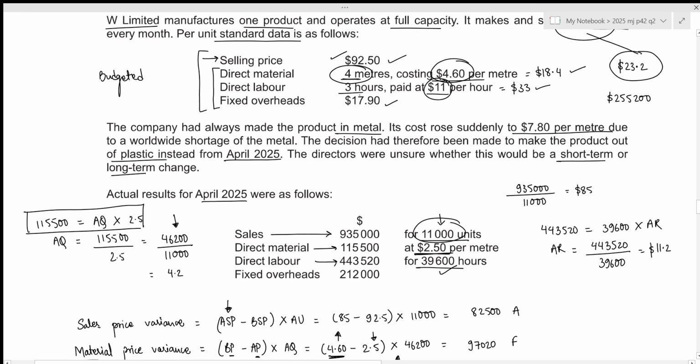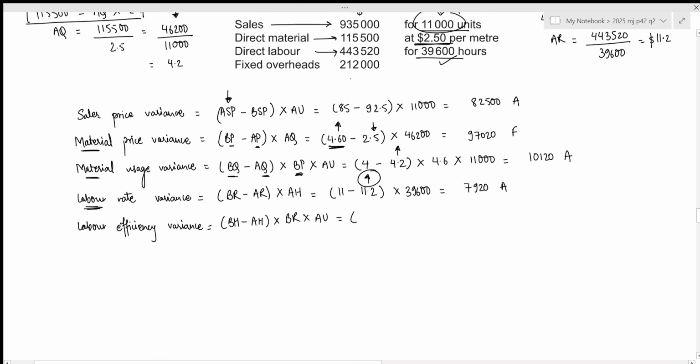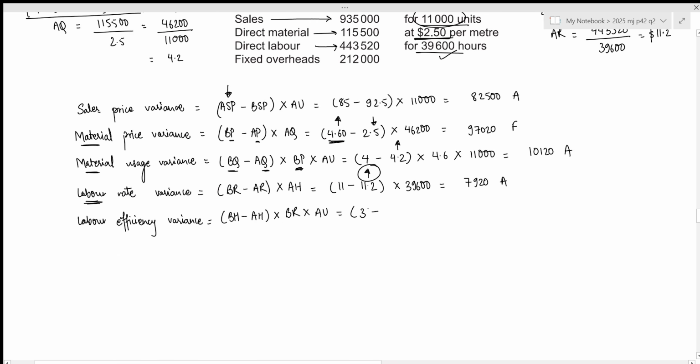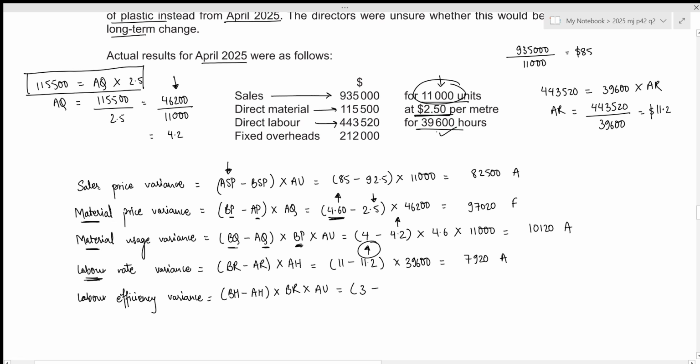Now the budgeted hour per unit was given to be 3. In this case, we have the total actual hours. In order to figure out the actual hours per unit, we just need to divide it by the number of units, which is 11,000. So that will be 39,600 divided by 11,000, which results in the value of 3.6.